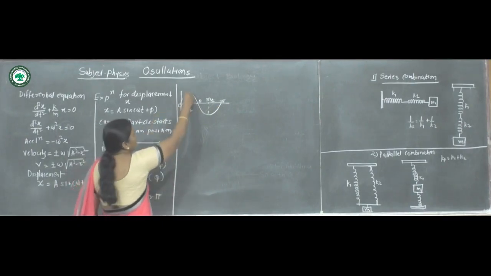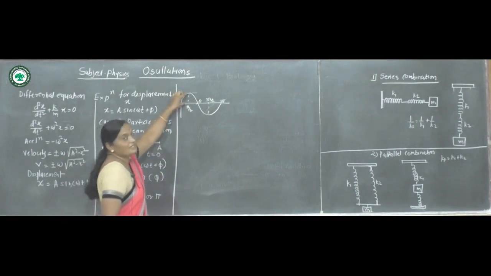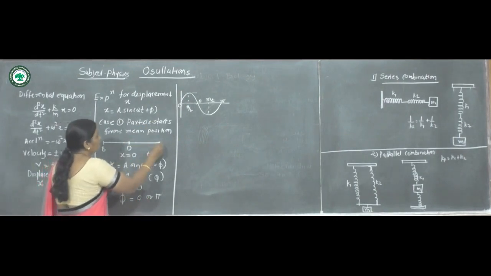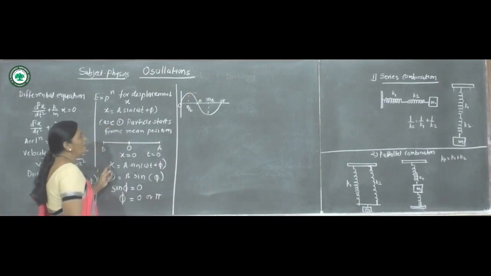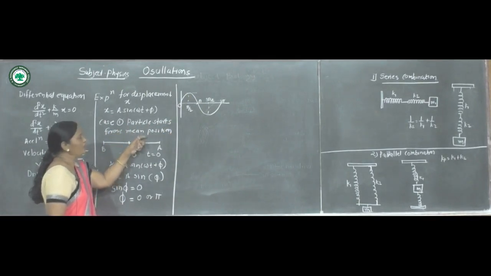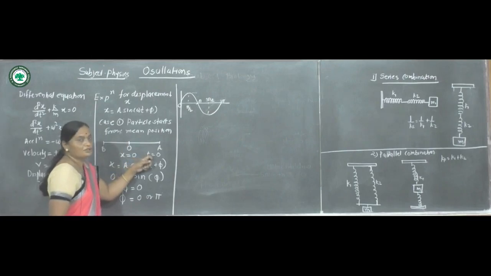Suppose the particle is here, the displacement is maximum, and it is called the maximum or extreme position. In this case this is the extreme position, and in this case this is the extreme position. Now here we consider that the particle starts from the mean position. Here we consider the displacement at origin, it is 0, and time is also 0.